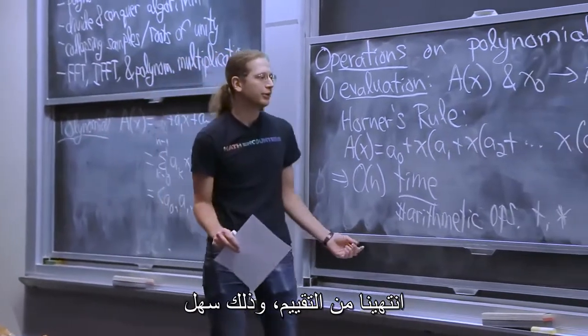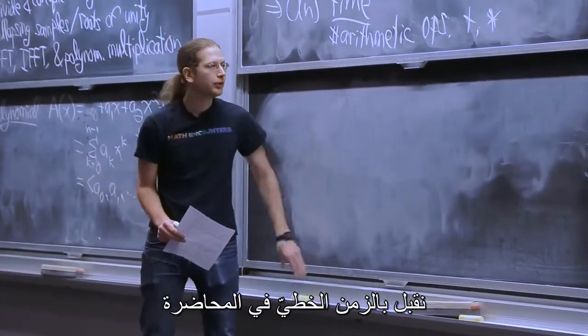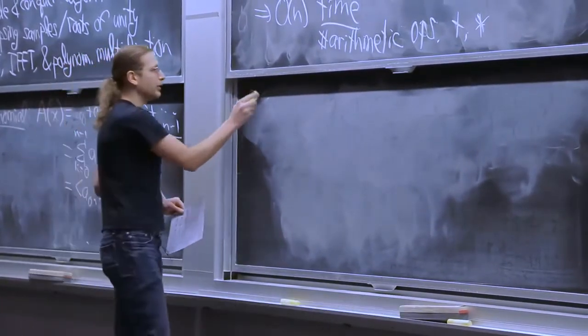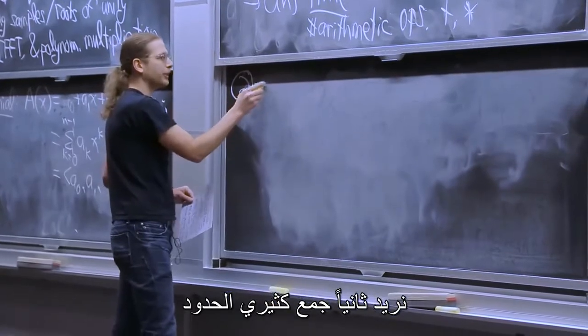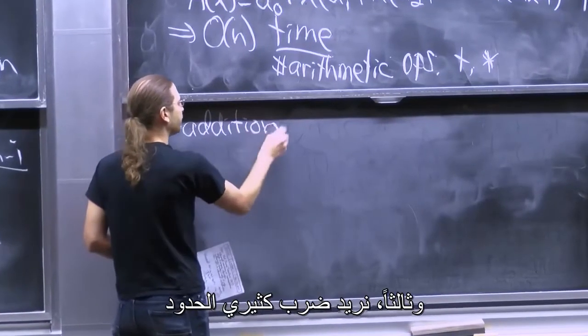Cool. So evaluation, that's easy. Linear time for today is good. Quadratic is bad. We want to beat quadratic. Okay, second thing you might want to do with polynomials is add them. The third thing is multiply them.